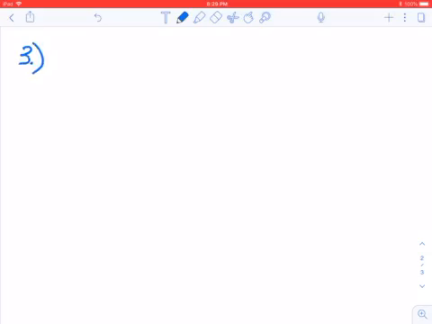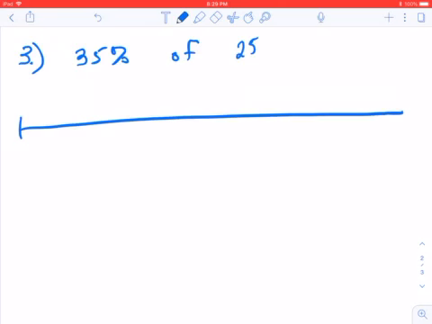Number 3. Let's do 35% of, let's say 25. So let's set up our double number line. We've got 0% on one end. We have 100% on the other end. What's our whole amount? 25 is our whole amount. So when we have all 25, we're at 100%. And we want to be finding 35%.